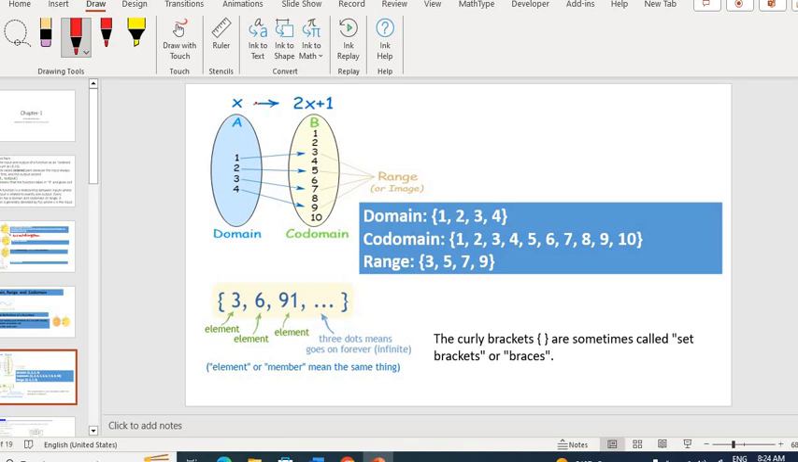As I told you, these terms, this one, this one, this one, are called elements. Like if you put in a curly bracket 3 comma 6 comma 91, they are called elements, and the dots mean it goes on further. That means there is no end, I mean it is infinite. They are called elements, or members, which mean the same thing. You can say member or element. The curly brackets are sometimes called set brackets or braces. So this is the representation of a set.